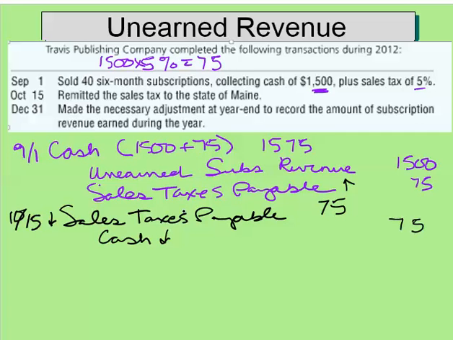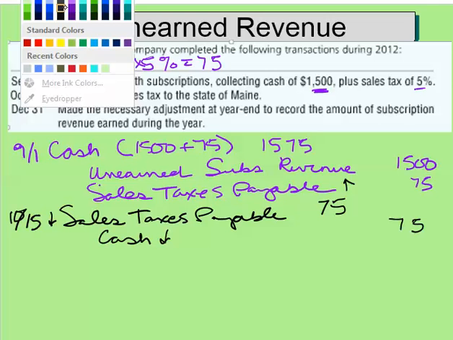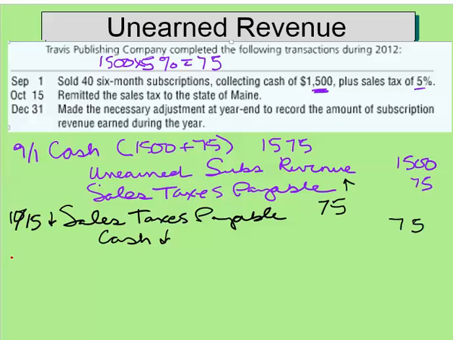And then we have here on the 31st, we're going to show how much revenue has actually been earned from those subscriptions. So this was September 1st. So we have September plus October plus November plus December. If they're monthly subscriptions, we now have 4 months' worth of subscriptions that we can show as being earned because we had sent those out.